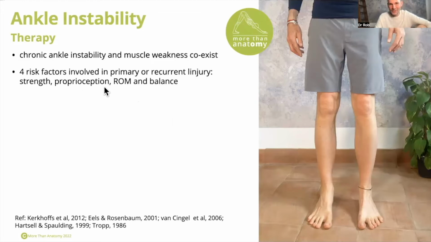The 4 risk factors involved in primary or recurrent injury, so an injury taking place for the first time or happening again and again, are strength, proprioception, range of motion, and balance. So let's just break that down. If the individual is strong, they can make movements, they can come up onto their toes, for example, raising their heels, and their muscles have enough power to do that. Their ankle is going to be protected.